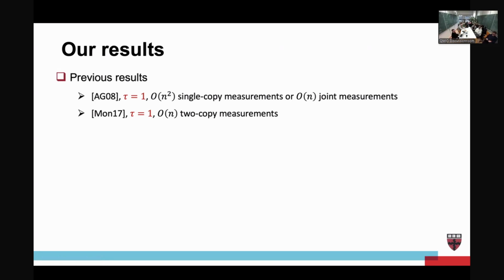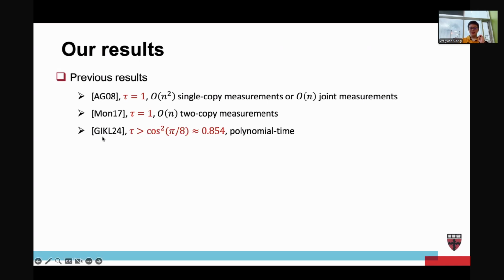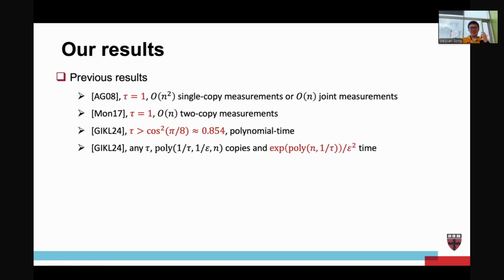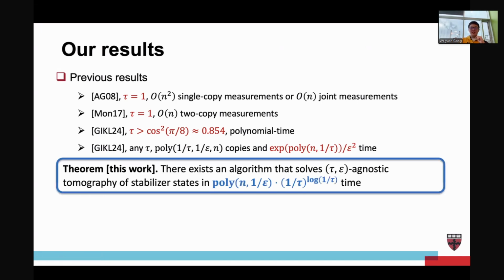The starting point for the agnostic setting is a work from Grewal et al. last year. They show that for tau larger than cosine squared of pi over 8, which is roughly 0.85, they have a polynomial time algorithm to learn the state. They also give another algorithm showing that for any tau, they have an algorithm that works with poly 1 over tau, poly 1 over epsilon, and poly n copies, but the running time is exponential in n and 1 over tau. So currently the efficient algorithm either requires a very large tau, at least 0.85, or you need exponential time. So the natural question is, can we improve this?